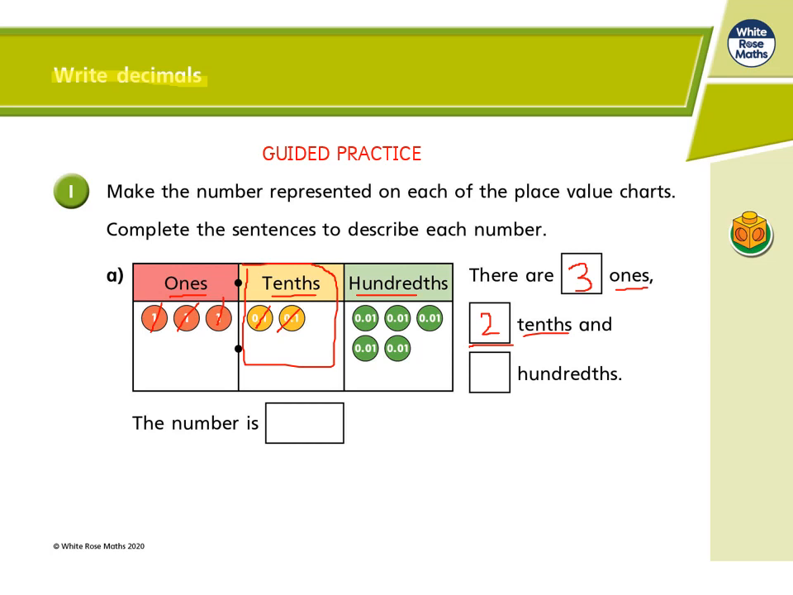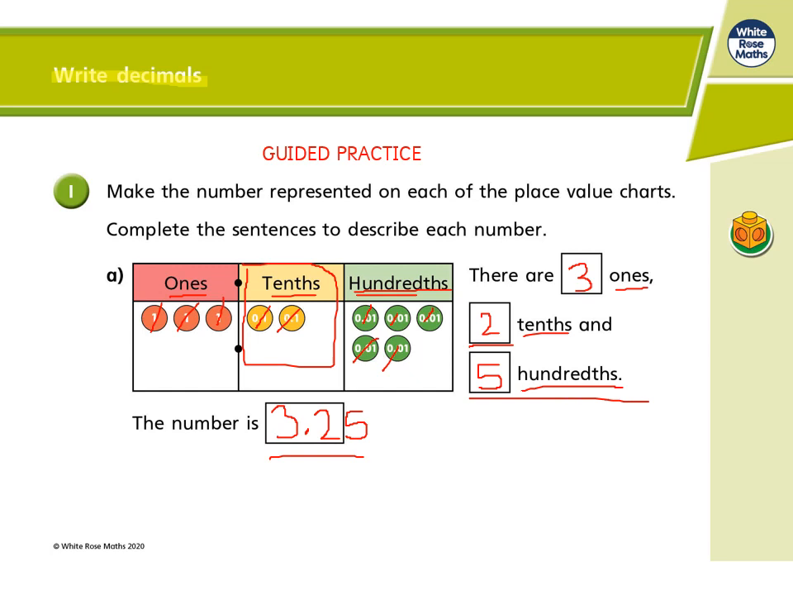Then it's asking me how many hundredths there are. So I go to the hundredths column. 1, 2, 3, 4, 5. There are 5 hundredths. So therefore, my decimal is 3 point, let me make that point a bit bigger for you, 2, 5.